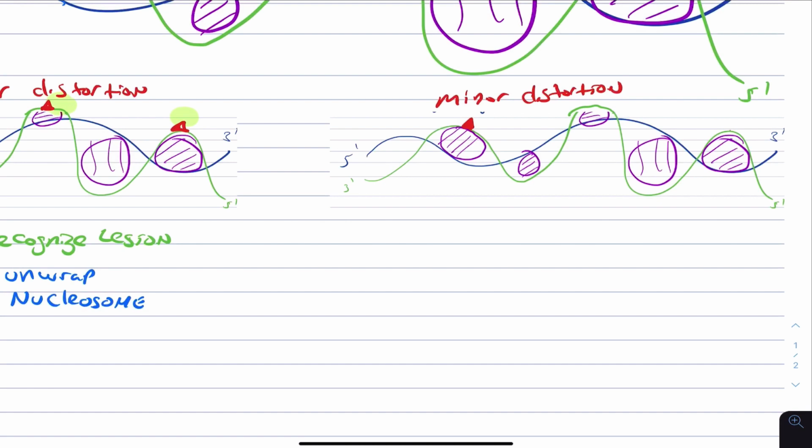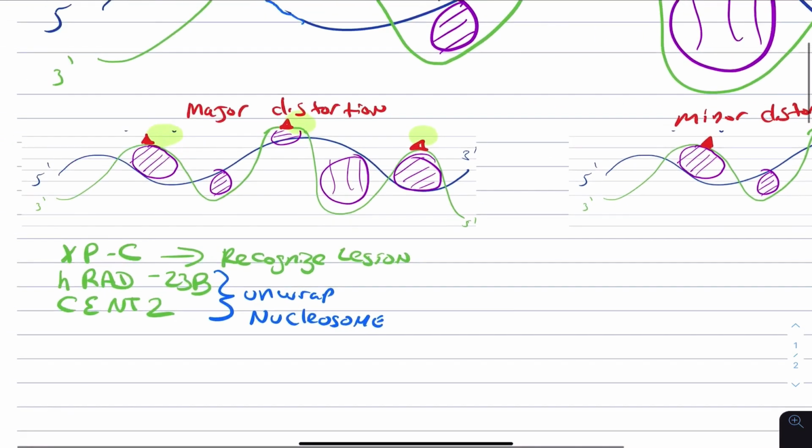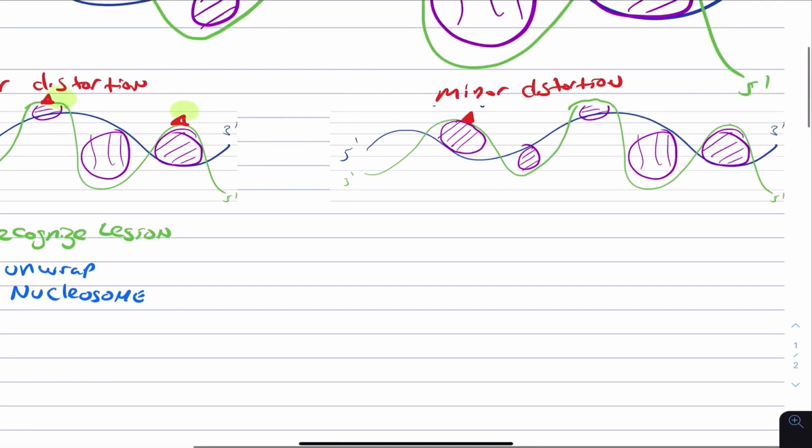In the minor distortion, the protein that will recognize it is not XPC. Remember, for the major distortion, it's XPC. In minor distortion, it's another protein called DDB2. This DDB2 is also known as XPE, so XPE or DDB2, you can use these interchangeably. This is what's going to recognize the lesion.